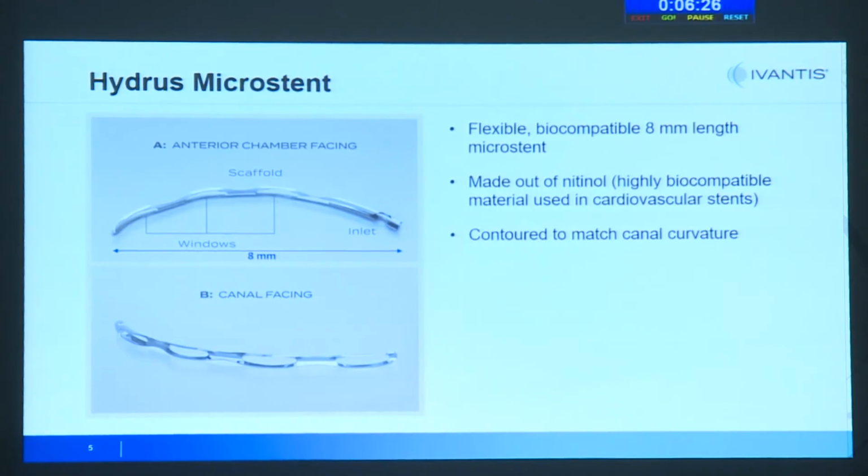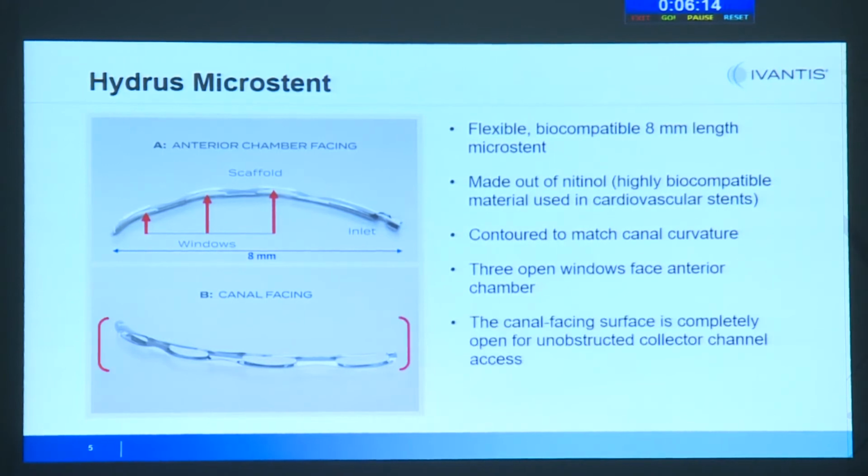This device is contoured to match the canal curvature, so you can easily see that it's curved and matches Schlemm's canal. It has 3 open windows that face the anterior chamber, which you can see with the red arrows. The canal-facing surface of this device is completely open for collector channel access, so the entire back side of the device is open to the collector channels.